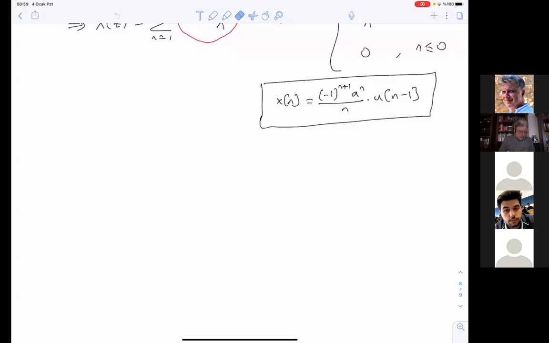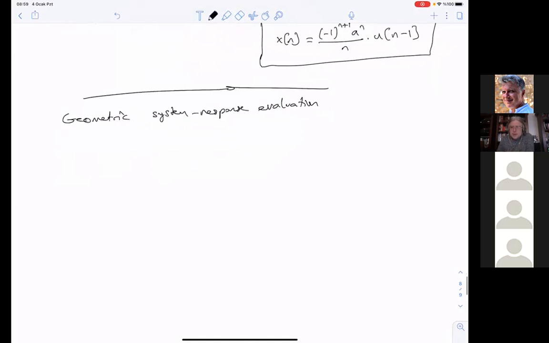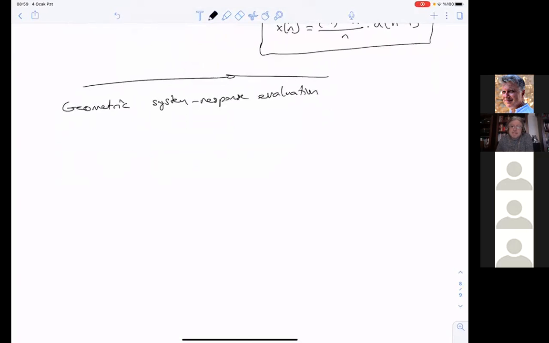Now, today's topic that I want to start with is the geometric system response evaluation. We did this for the Laplace transform, and we said that for the Laplace transform, if we have poles and zeros, we have this kind of a situation.